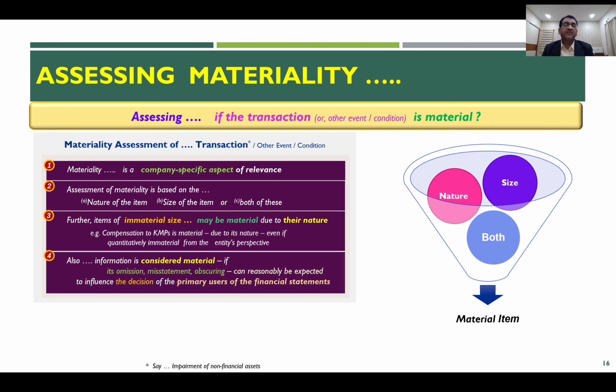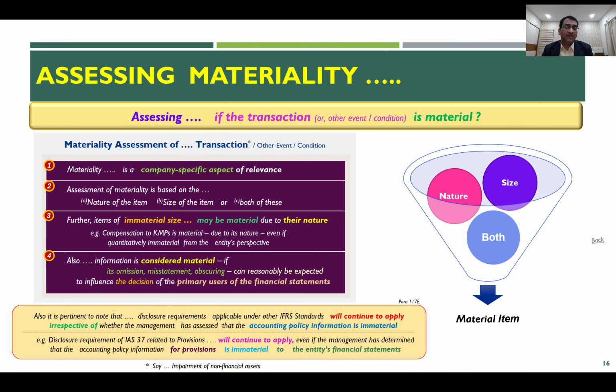Also, information is considered material if the omission, misstatement, or obscuring of that information can reasonably be expected to influence the decision-making process of the primary users of the financial statements. So if you have any of these situations, then the transaction, even if in absolute terms it is not material, will fall within the material definition. It will be considered as material.